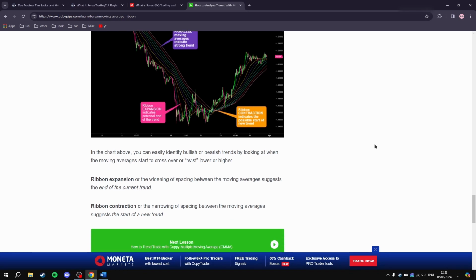Ribbon expansion, or the widening of the spacing between the moving averages, suggests the end of a current trend. Ribbon contraction, or the narrowing of spacing between the moving averages, suggests the start of a new trend.